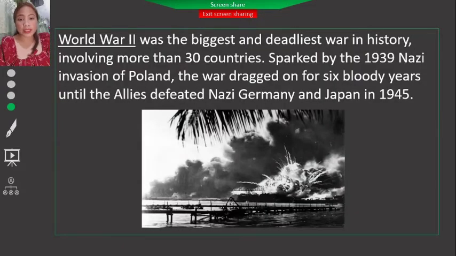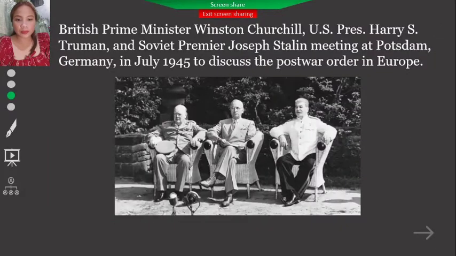World War II was the biggest and deadliest war in history, involving more than 30 countries, sparked by the 1939 Nazi invasion of Poland. The war dragged on for 6 bloody years until the Allies defeated Nazi Germany and Japan in 1945. British Prime Minister Winston Churchill, U.S. President Harry S. Truman, and Soviet Premier Joseph Stalin met at Potsdam, Germany, in July 1945 to discuss the post-war order in Europe.